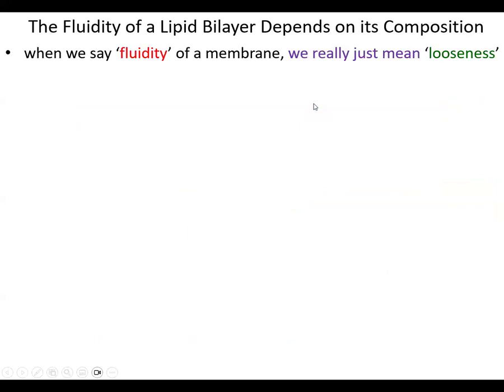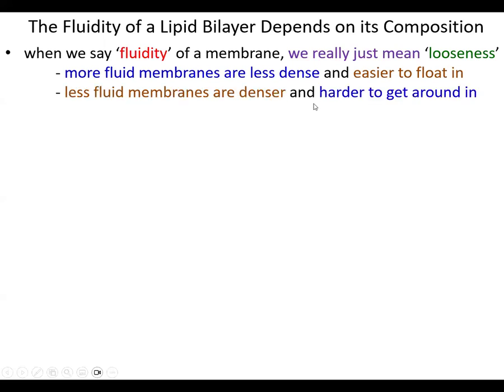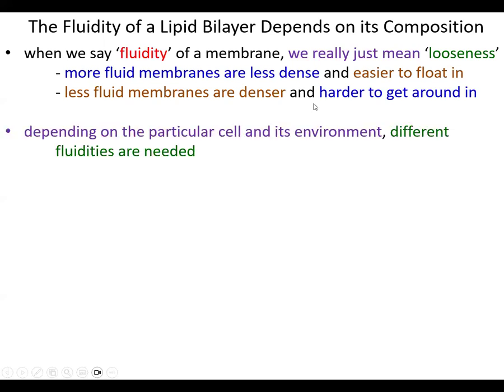Okay, so now let's talk about the membrane's fluidity. How dense or loose is it? Is it more like olive oil, or is it more like butter or lard? When we say fluidity of a membrane, we really just mean its density or its looseness. The more fluid a membrane is, the less dense it is, and the easier it is for lateral diffusion to occur. The less fluid a membrane is, the denser it is, and the harder lateral diffusion becomes. Again, floating around in olive oil versus floating around in butter.